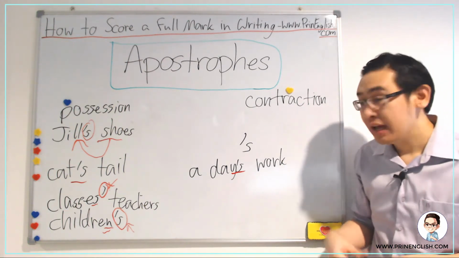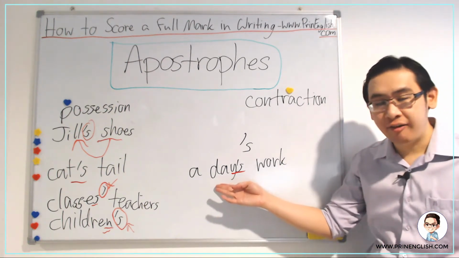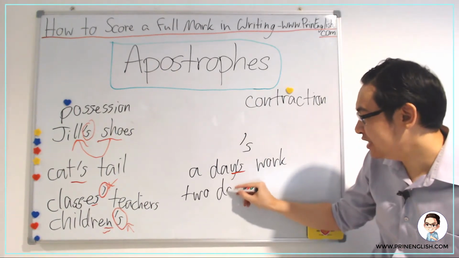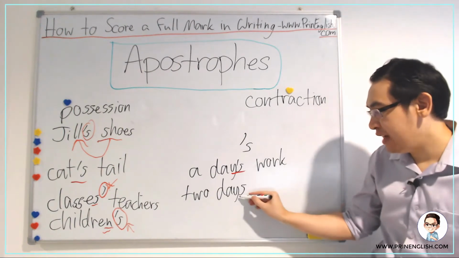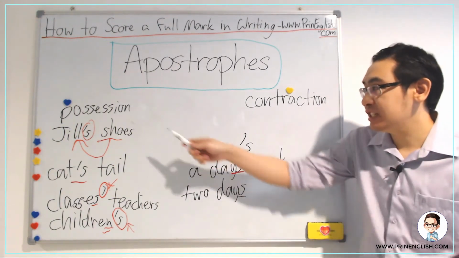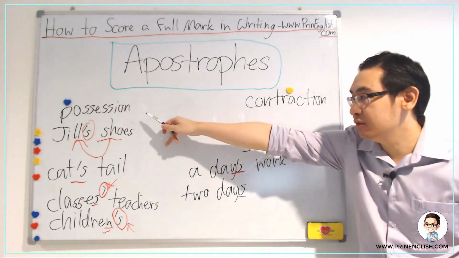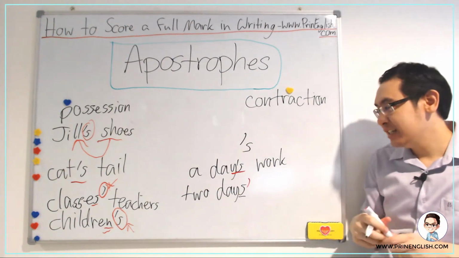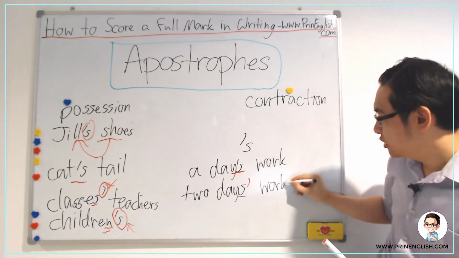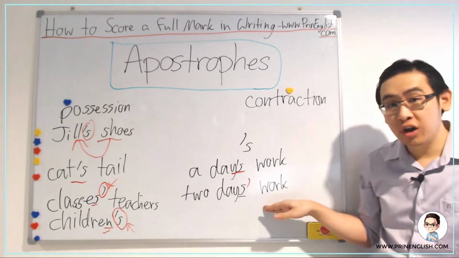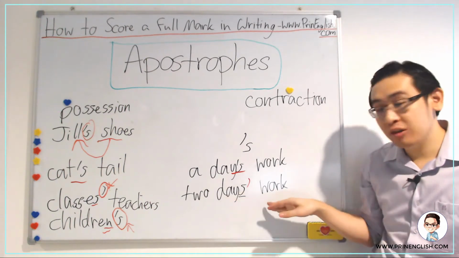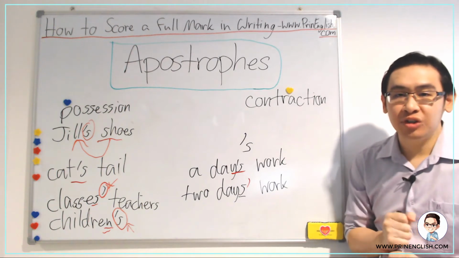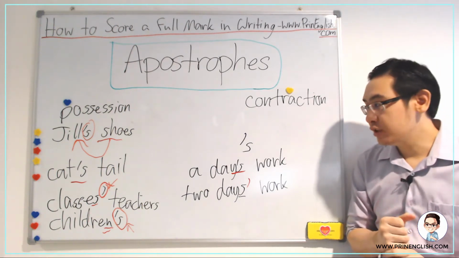But if we're talking about plural, this is singular, right, a day, if we're talking about for example 2 days, it ends with s, so it behaves similarly to the possession one, so it becomes like this. You don't need another s, work. So what does this mean? It means that the work belongs to 2 days, maybe the work took 2 days to finish. So basically that's how you use the apostrophe with the duration of time.